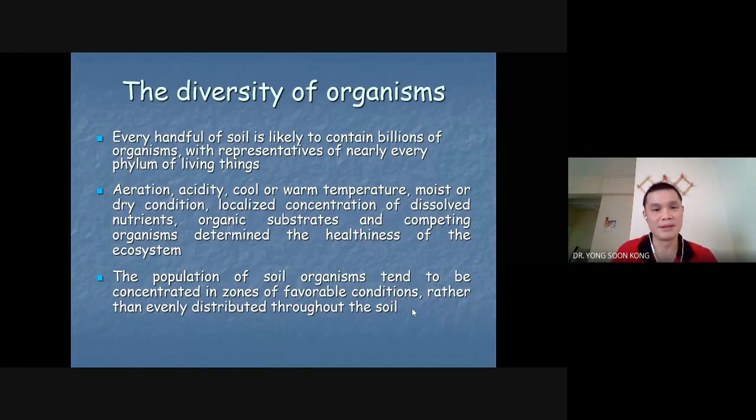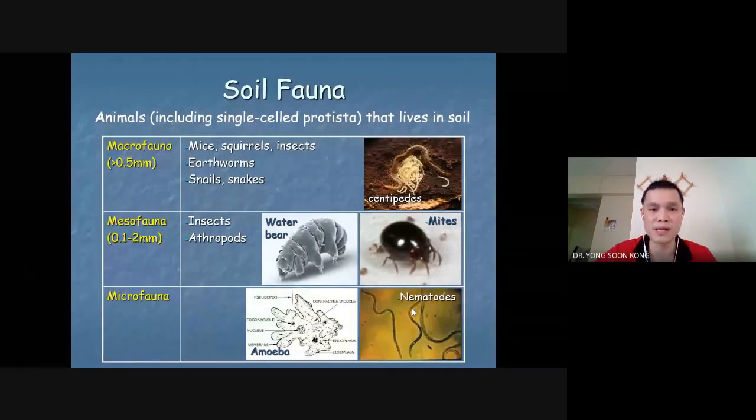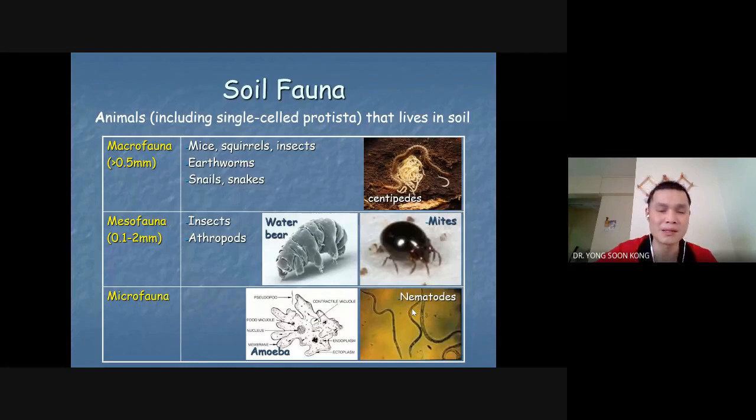Yeah. So, a few examples of the so-called soil organisms. Let's begin with soil fauna. Fauna means animal, animalia. So these are the things that move actively. You can see them move, and it could be single cell. Most of them are single cell, some of them multi cells, but the majority are single cell.